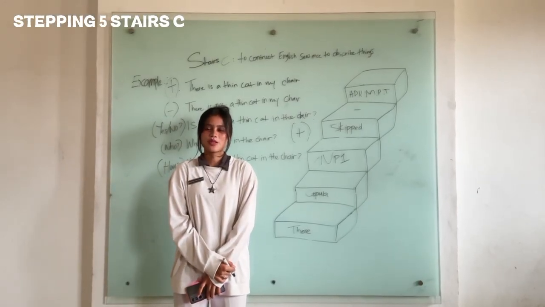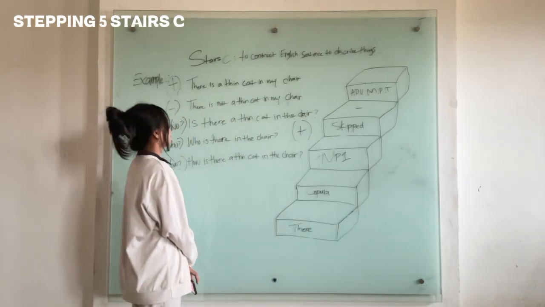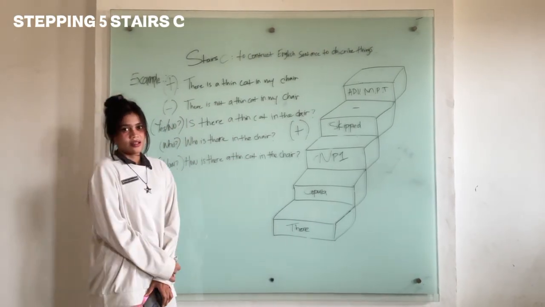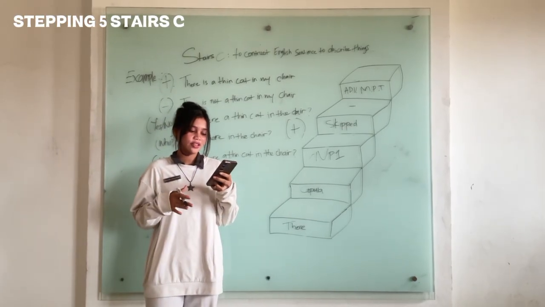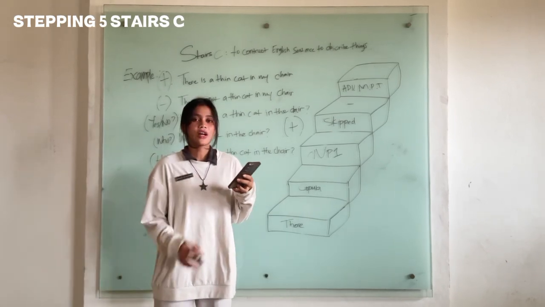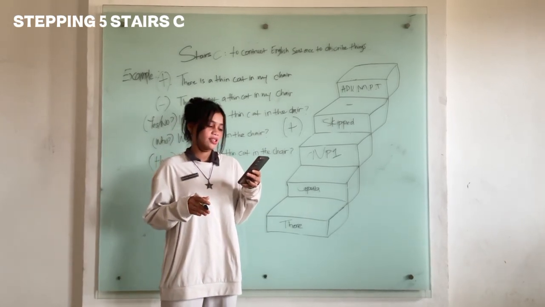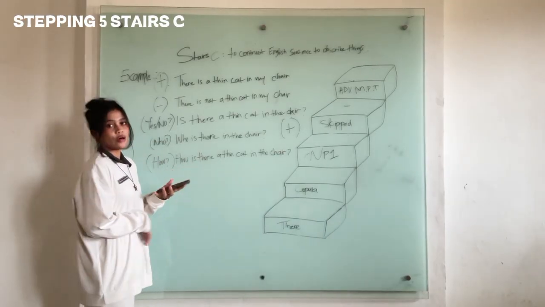My name is Bernardo Boru Semangunsang. Now I would like to explain what the stepping 5-step C is. Stepping the 5-step C is a teaching technique to teach language learners grammar in a fun and easy way. Its function is to construct English sentences to describe the existence of things.